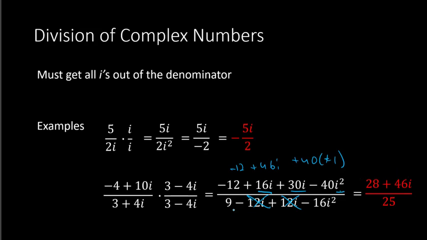The denominator, we have 9 minus 16i squared. Again, i squared is negative 1. So we have negative 16 times negative 1, which is positive 16. So 9 plus 16 gives you 25.